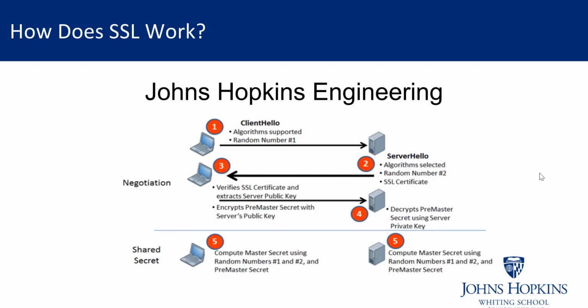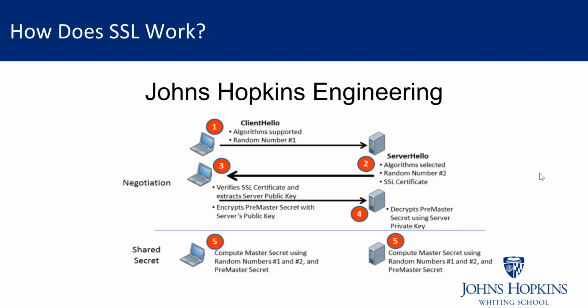The second thing that the client does is it generates a random number. We'll call that random number number 1. And it's going to hold on to that random number for the time being. So it sends the list of supported algorithms over to the Amazon web server.